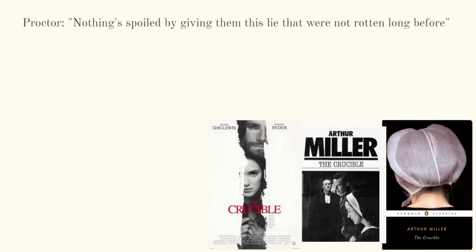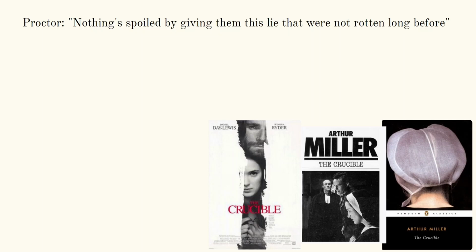John is initially drawn to give a false confession because he sees his refusal, his commitment to honesty, as hypocritical. Though he is not guilty of being a witch, he is filled with guilt for his adultery, so he does not feel worthy of dying as a martyr. "Nothing spoiled by giving them this lie that were not rotten long before."